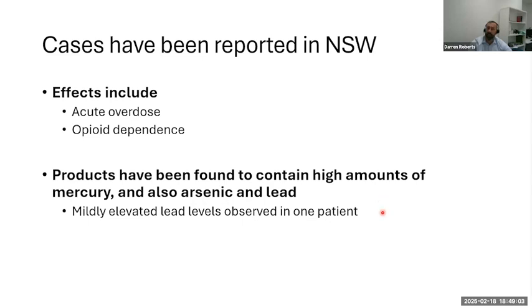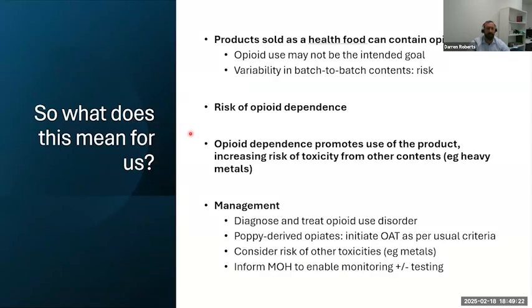We've also seen some people have had mildly elevated levels of lead. So if you do come across someone who has been using Kamini regularly, then it might be useful to explore if they've got symptoms of heavy metal poisoning and/or do a screen, because poor manufacturing means that this is present. So what does this mean for us then as prescribers? Products sold as health foods can contain opioids, and this implies that opioid use is not always the intended goal. So we need to maintain an open mind to different sorts of exposures that may contribute to people getting opioid exposure and becoming dependent. And again, that reminder of the batch-to-batch variability.